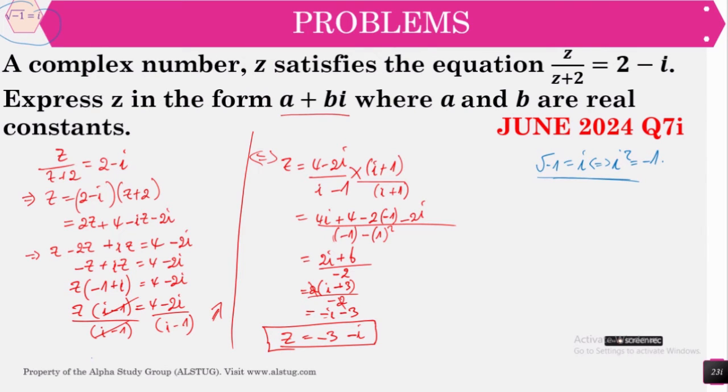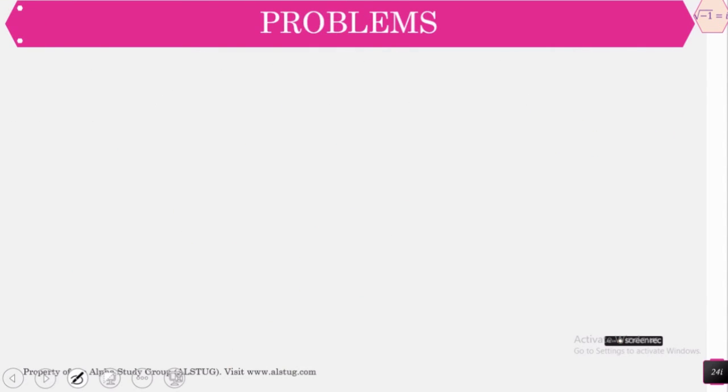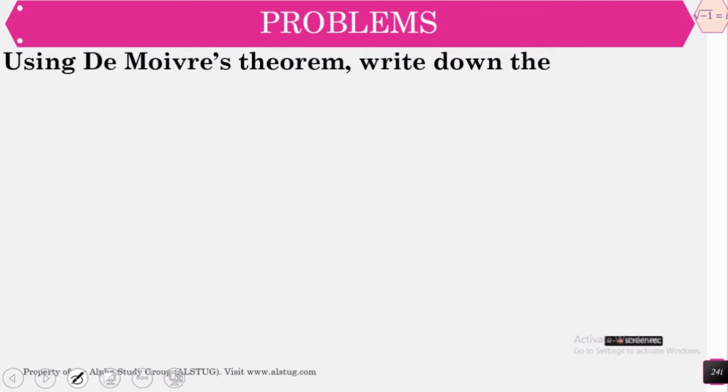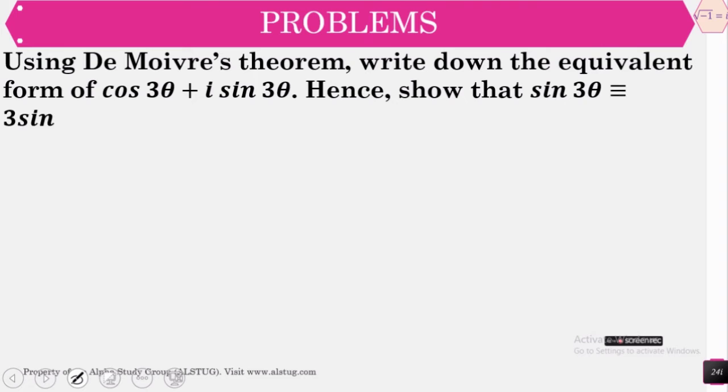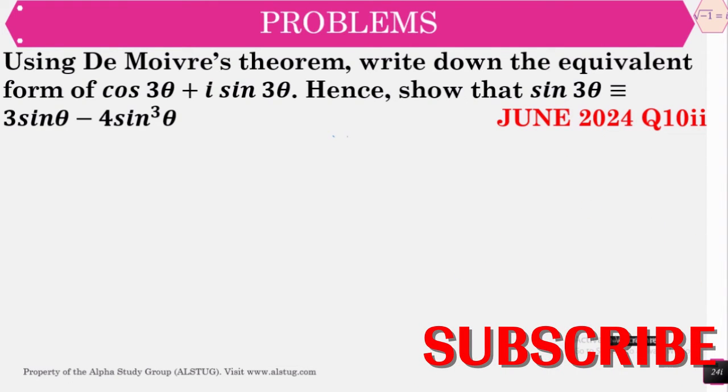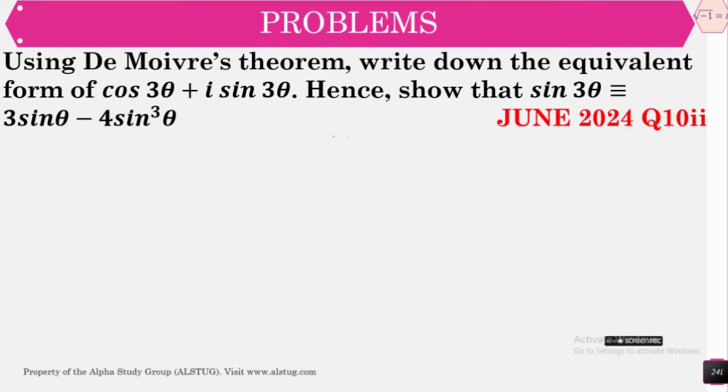Now we move on to the next one. Moving on to the next problem that we are supposed to solve. That's June 2024, still question 10 Roman 3. It says using De Moivre's theorem, well, people read it as De Moivre, I read it as De Moivre. Using De Moivre's theorem, write down the equivalent form of cos 3 theta plus i sin 3 theta. Hence, show that sin 3 theta is identically equal to 3 sin theta minus 4 sin cube theta.